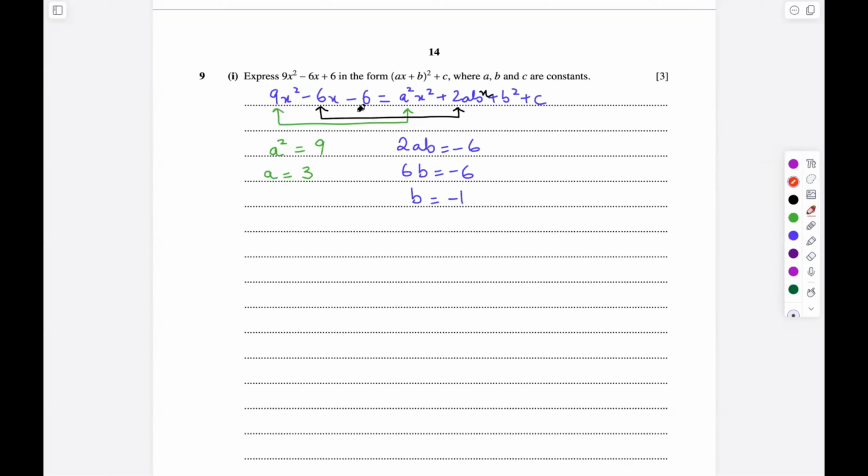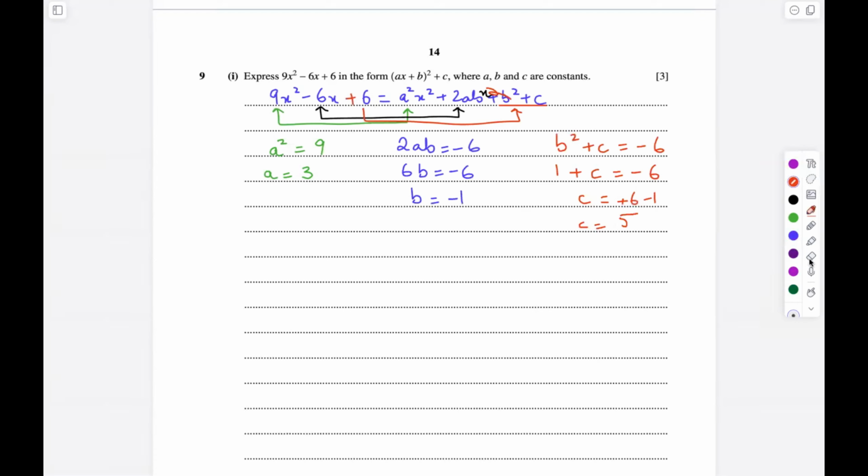And the constant term on the left hand side is 6, and on the right hand side that will be b² + c. So b² + c will be equal to 6. b is −1, so (−1)² is 1. So c will be equal to 6 − 1, which will be 5. There's a small correction over here: this is a +6, so this will be +6 minus 1, and +6 minus 1 will be equal to +5.